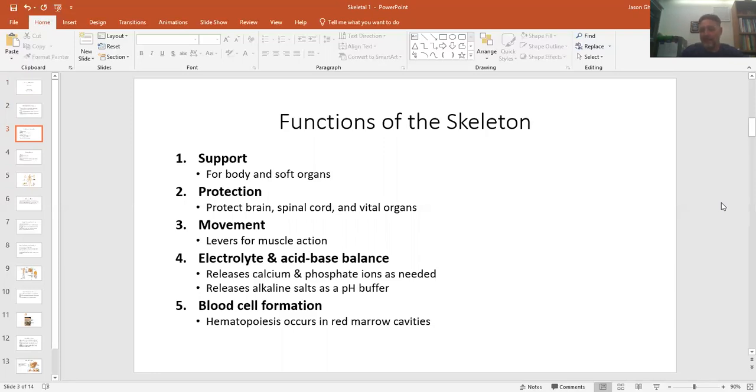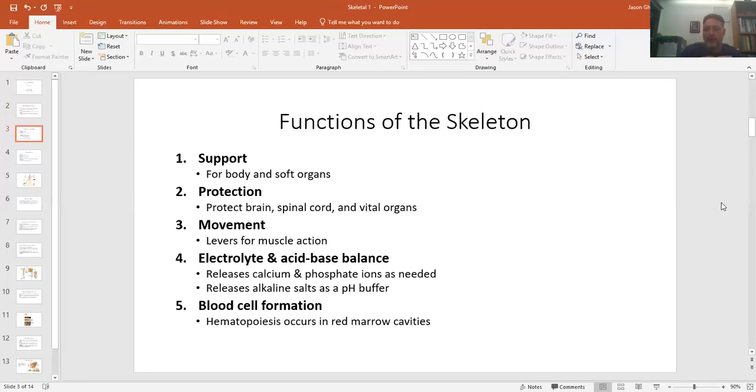Bones act as levers so that we can move. Muscles pull on the bones. Muscles do not push. All they do is pull. Because they attach to various bones, they're able to move them around like levers.